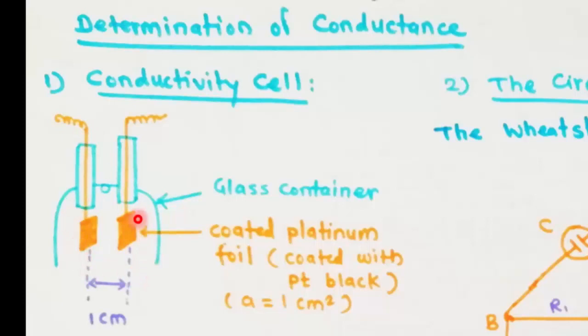Now this electrode measures the ionic conductance of the electrolyte. It measures the ionic conductance of the electrolyte.